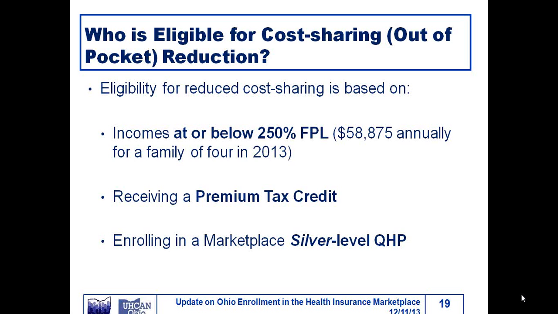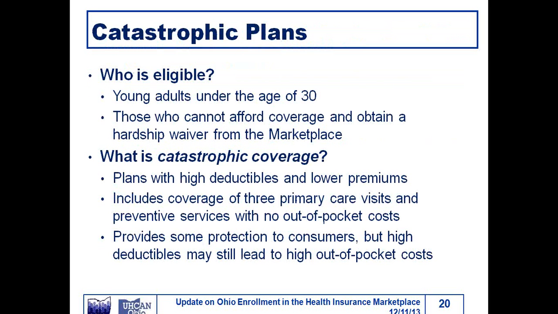Cost-sharing help is available to people with incomes at or below 250% of the federal poverty level, which is $58,875 a year for a family of 4 in 2013. And again, as I said earlier, they must be receiving a premium tax credit through the exchange, and you have to enroll in a marketplace silver level qualified health plan. So the cost-sharing help is not available to somebody who's getting insurance outside of the exchange. You have to be enrolled in the exchange, getting a premium tax credit, and actually enrolled in a silver level plan. Next.